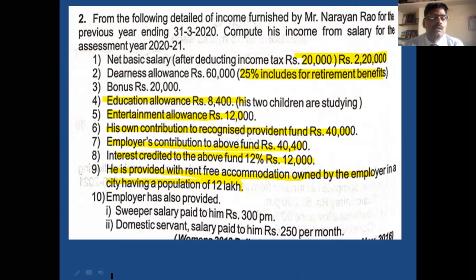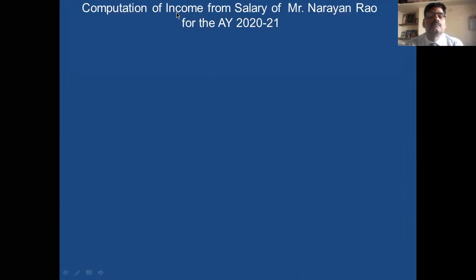Now you see the calculation of taxable income. Computation of income from salary of Mr. Narayan Rao for the assessment year 2020-21. You write the heading like this. And then you draw the table. You see the table. First point, you take the income from salary. First point is income from salary. That is the basic salary.